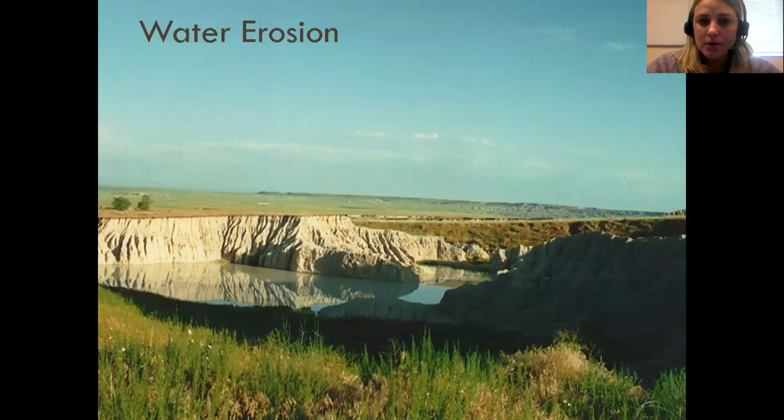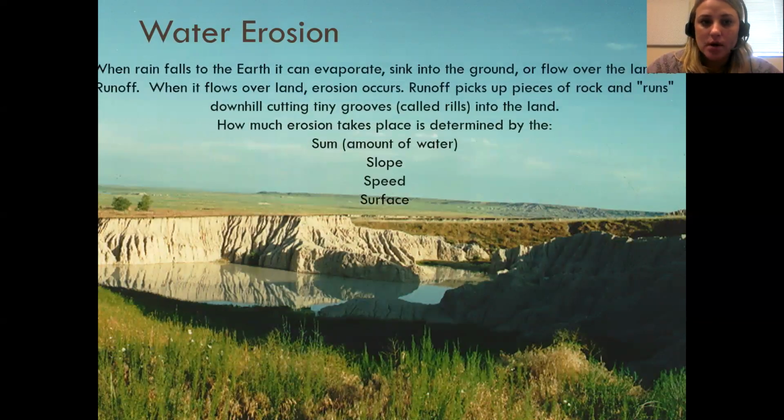The next type of erosion we're going to talk about is water erosion. When rain falls to the earth, it can evaporate, which is one part of the water cycle, sink into the ground, become part of a reservoir, or flow over the land as runoff. All of those things are part of the water cycle. When it flows over land, erosion is going to occur. As the water runs off, it's going to pick up sediment. It might also pick up other things as well, but in this case, we're only really concerned about the rock sediment.